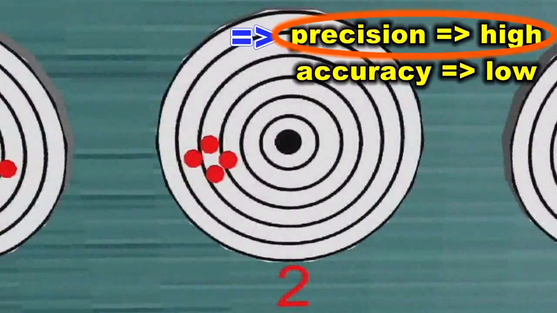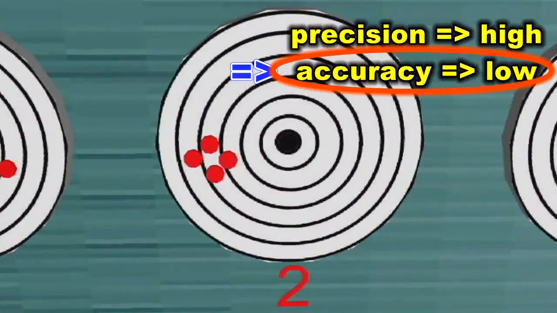Second person. All bullets are close together, so it has a high precision. But the bullets are far from the target, so the accuracy is low.